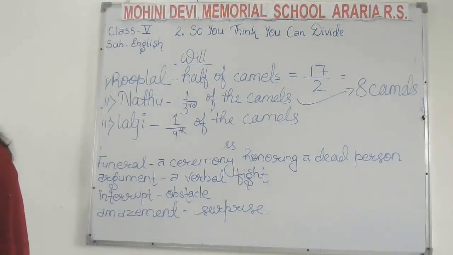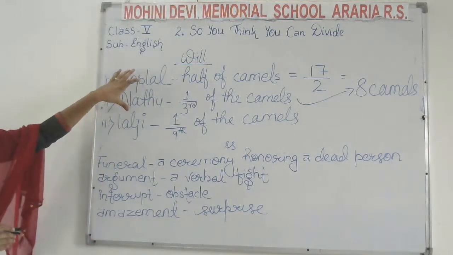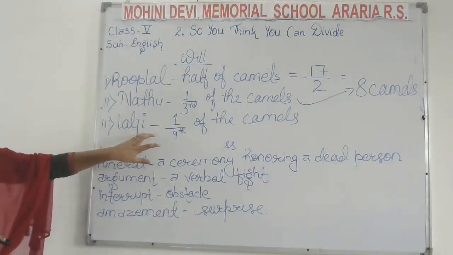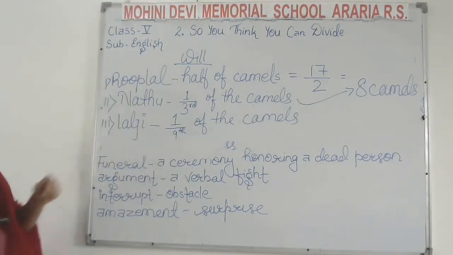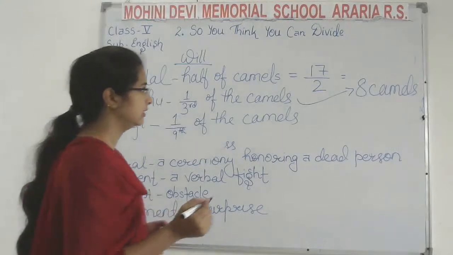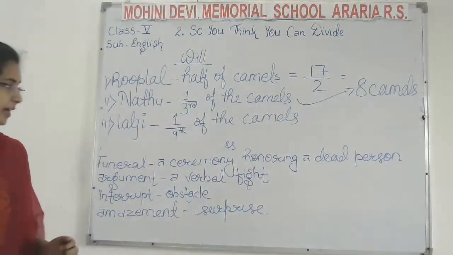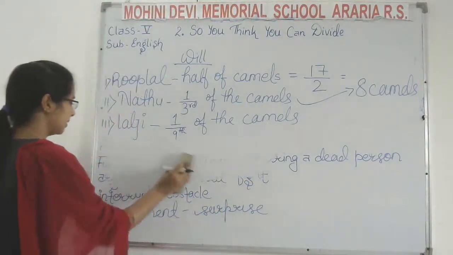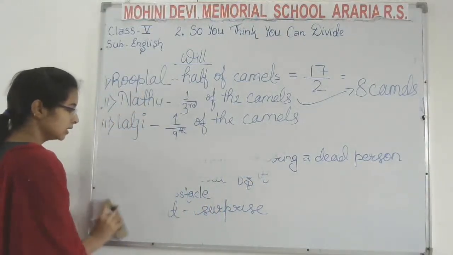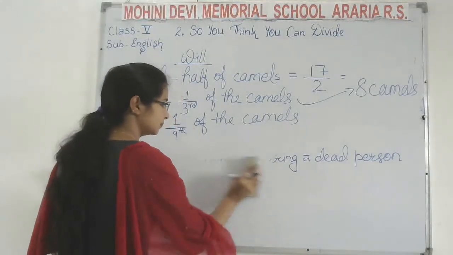The other two scowled and made their dislike for this decision obvious. The other two brothers disagreed with the decision of Lalji. Lalji said it is better to sell 1 camel and divide the rest of the camels among the three sons.